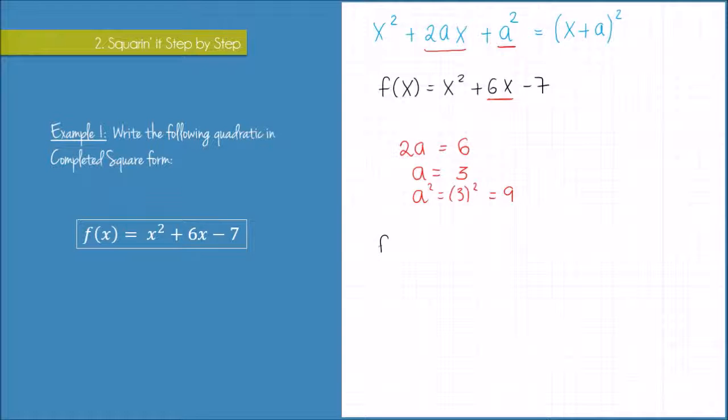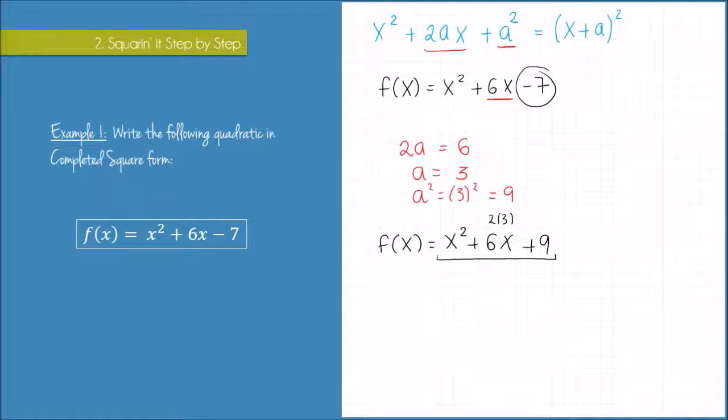So if we were to rewrite our function here, we could say that x squared plus 6x, which is just 2 by 3x, plus 9 would give us the perfect square. But the problem is we don't have a plus 9 at the end. We have a minus 7. And we can't actually change the function itself.